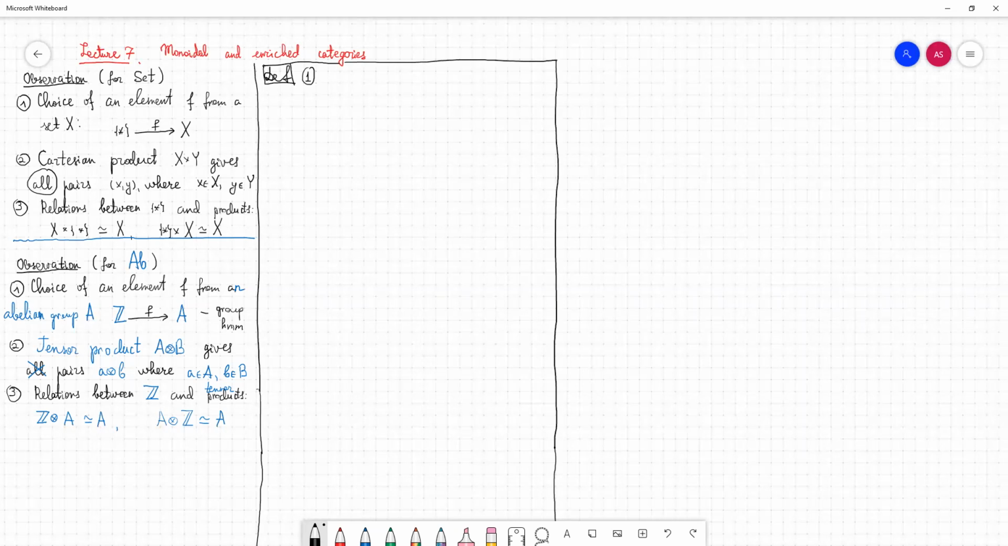So first of all, consider a category V. It's just a category. And together with it, consider a functor, which is a bifunctor. I denote it by the tensor product symbol, which acts from V × V to the category V. It's just a bifunctor. Together, they form this pair: a category with a tensor product.